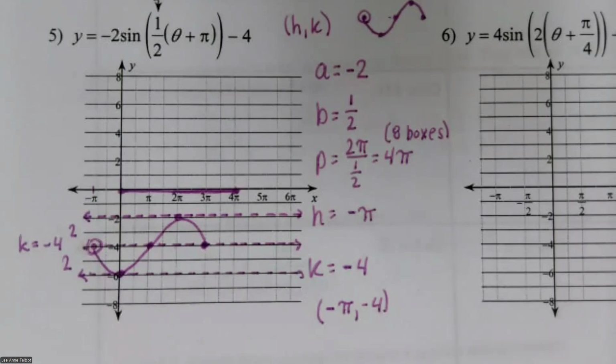Before I move on from this, what are the things that you need to memorize? You need to know where A, B, P, H, and K are. You need to know that P is 2 pi over B. You need to know the locator point, either HK or H comma K plus A, and you need to know the general shapes. And that's what you need to know.